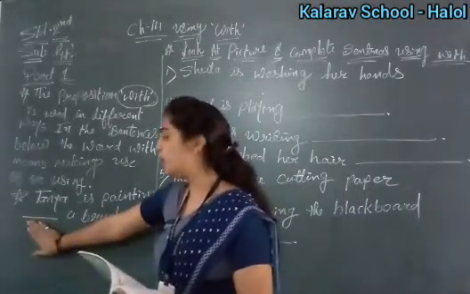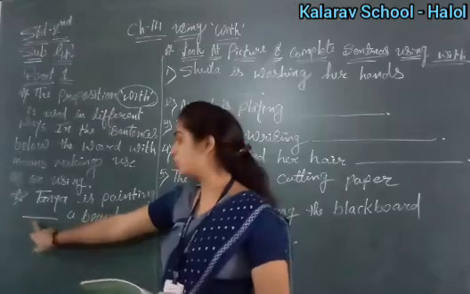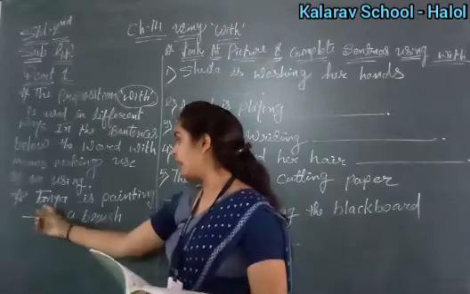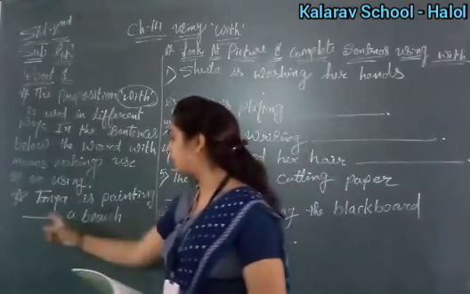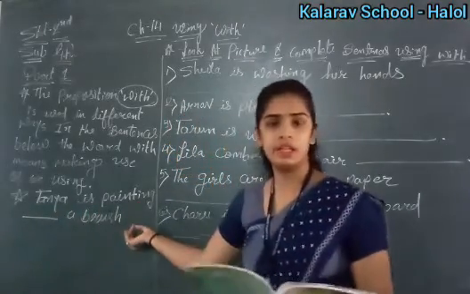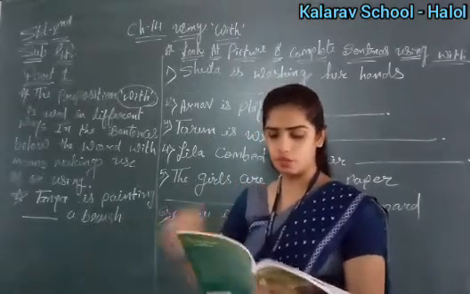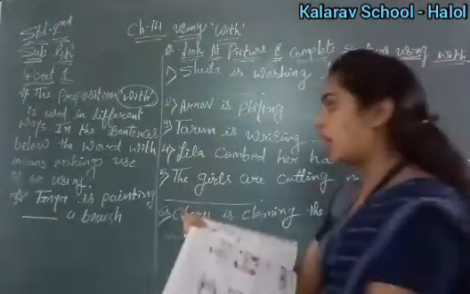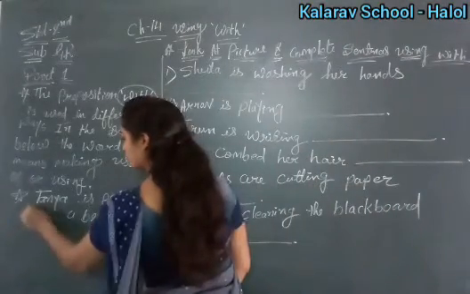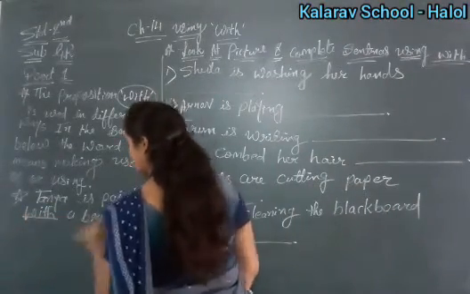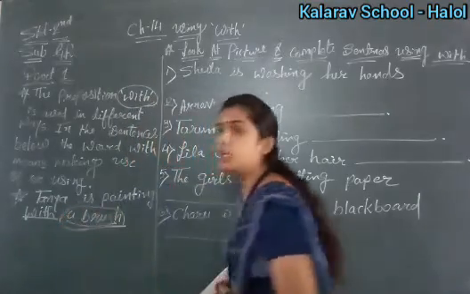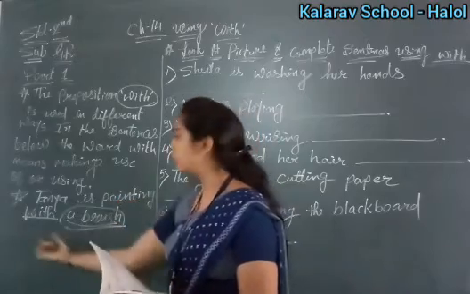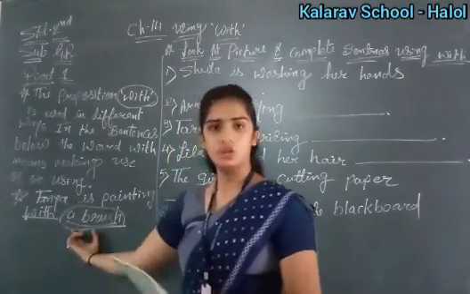So यहाँ पे हमको dash दी हुई है. So we have to use "with", but हम कहाँ use कर सकते हैं हमको वो देखना है. Tanya is painting with a brush. Tanya painting कर रही है but किससे? Brush से. You can see in the picture how she is painting. So how can we know that here we have to use "with"? Because here it is given a sentence, and here it is given the word brush. So she is painting but with what? With a brush. Okay, clear?